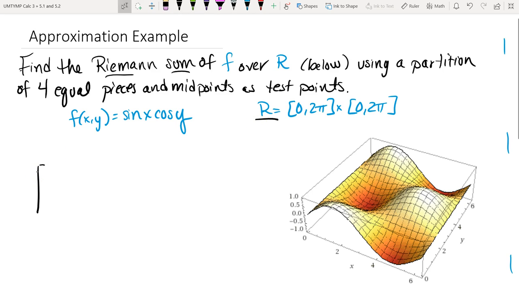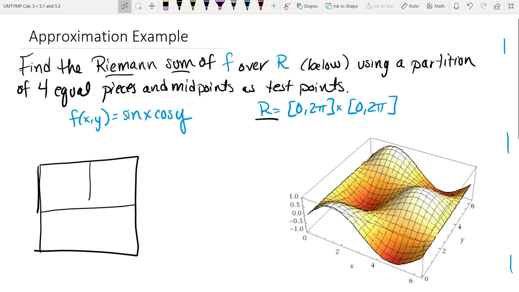Okay, so if I draw a little sketch of the region, it's a square, and I'm going to divide that into 4 equal pieces. That actually ends up being pretty nice. Divide each of these in half. So this is the region for x. I know it goes from 0 to 2 pi, and similarly for y, 0 to 2 pi, and so this boundary in the middle here would be pi. Okay, so then if I use midpoints as test points, I can draw them here. And the midpoints would lie precisely at pi over 2 and 3 pi over 2, and just combinations of those.